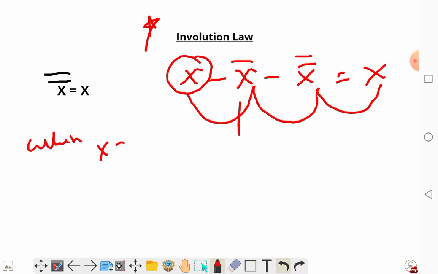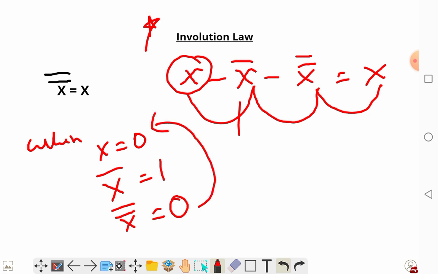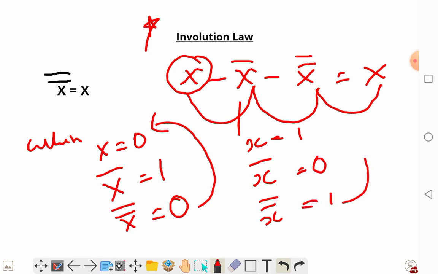When x is equal to 0, x 0 ಆದಾಗ x dash ಏನಾಗುತ್ತೆ, ರಿವರ್ಸ್ ಆಫ್ 0, ದಟ್ ಈಸ್ 1. x dash 1 ಆದಾಗ x ಡ್ಯಾಶಿಗೆ ಪುನಃ ಕಾಂಪ್ಲಿಮೆಂಟ್ ಮಾಡ್ತಾ ಇದ್ದೀವಿ ಅಂತ ಹೇಳಿದರೆ ಏನಾಯಿತು, ದಟ್ ಈಸ್ 0. ದ ಸೇಮ್ ವೇ x ಇಸ್ ಈಕ್ವಲ್ ಟು 1 ಆಯಿತು ಅಂತ ಹೇಳಿದರೆ x ಡ್ಯಾಶ್ ಏನಾಗುತ್ತೆ, ದಟ್ ವಿಲ್ ಬಿ ಈಕ್ವಲ್ ಟು 0. ಅಗೇನ್ x ಡಬಲ್ ಡ್ಯಾಶ್ ಏನಾಗುತ್ತೆ 1 ಆ್ಯಂಡ್ ದಟ್ ವಿಲ್ ಬಿ ಈಕ್ವಲ್ ಟು x. ದಿಸ್ ಇಸ್ ದ ಇನ್ವಲ್ಯೂಷನ್ ಲಾ.